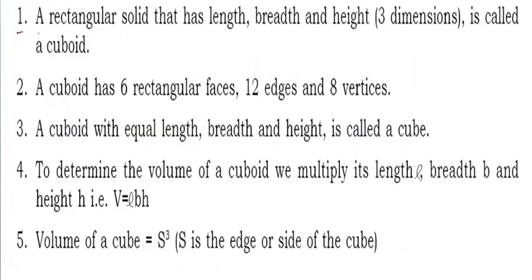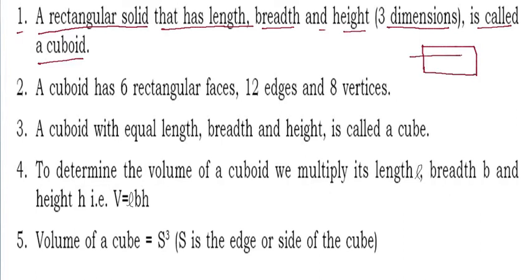So first one, a rectangular solid that has length, breadth and height. As you have seen, there are three dimensions and it is called a cuboid. So cuboid, you can see how you can form the cuboid. You can see this type, and the second you can form like this and join it all like this. It is your cuboid, so it has one length, one breadth and one height.